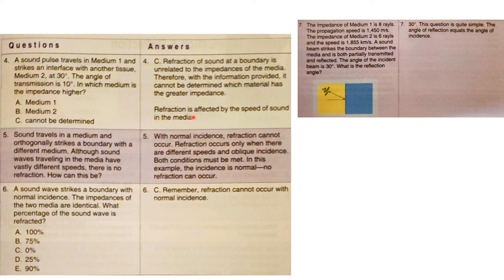But you should note that refraction is affected by the speed of the sound, and we have equations, that's Snell's law for that. Here, sound travels in a medium orthogonally and strikes a boundary with a different medium. Although the sound waves traveling in the media have different speeds, there is no refraction. How could this be? Well, with a normal incident, refraction does not occur. Refraction only occurs when there are different speeds and an oblique angle of incidence. Both conditions must be met, and in this case, refraction cannot occur.